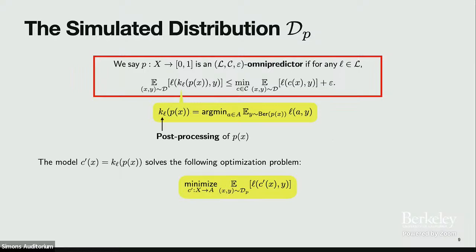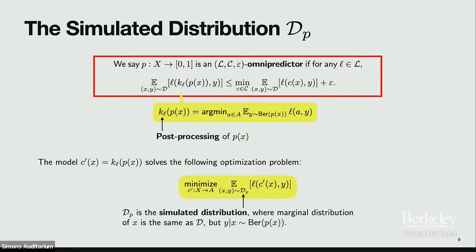And this KL function can be understood using the following optimization problem over a new distribution, D_p, which we call the simulated distribution. D_p is defined after we obtain a predictor p. It is defined so that the marginal distribution of the individual x is the same as the marginal distribution of x from the true distribution D, but the distribution of the outcome y is the Bernoulli distribution with mean p(x).